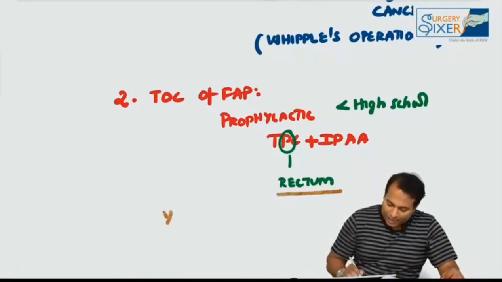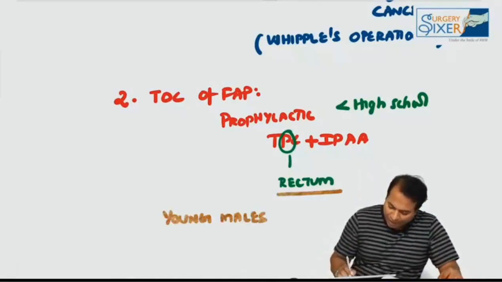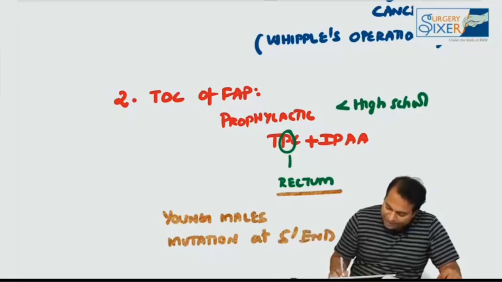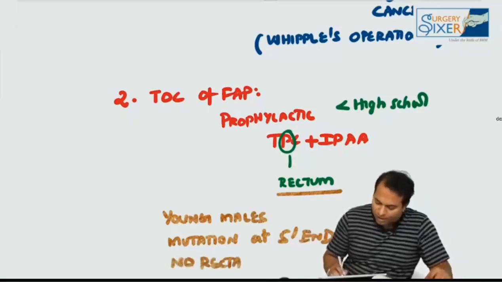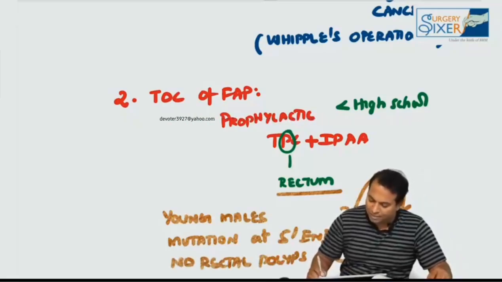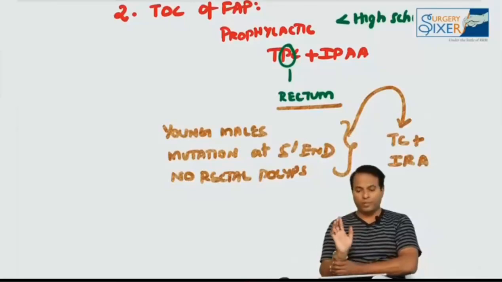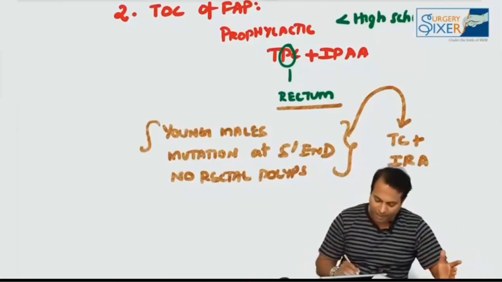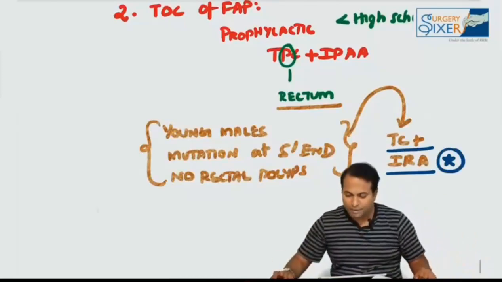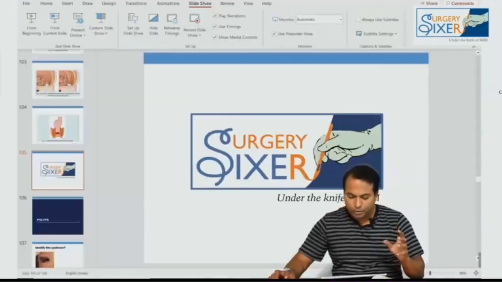Therefore, in young males with mutation at the 5' end, with no rectal polyps on examination, these patients alone we can offer another operation known as total colectomy with ileorectal anastomosis. Please remember, this is a super specialty question that may be asked. It can be done for young males with the 5' end mutation.